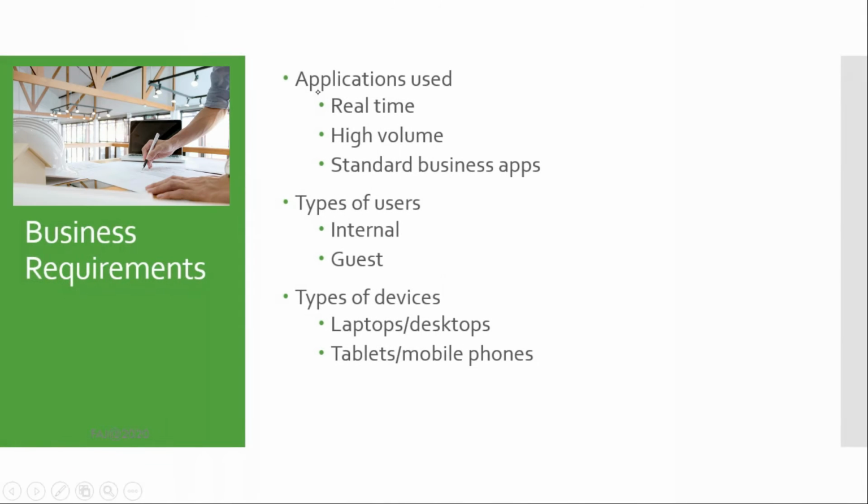Business requirements. Here are some of the business requirements questions that should be asked. First, what applications will be used over the wireless LAN? Second, who will be using the wireless LAN? Third, what types of devices will be connected to the wireless LAN?